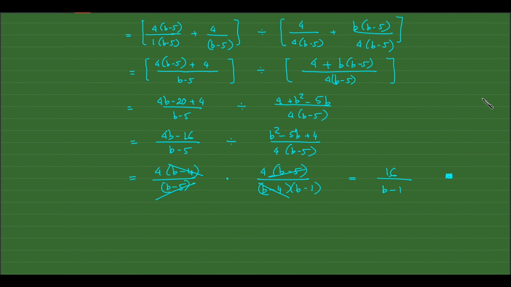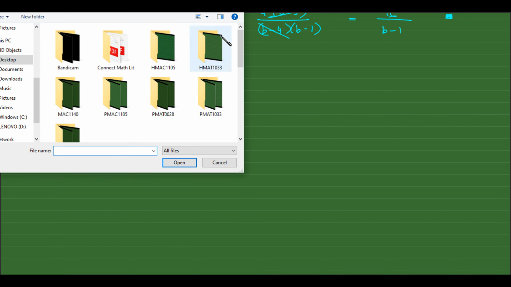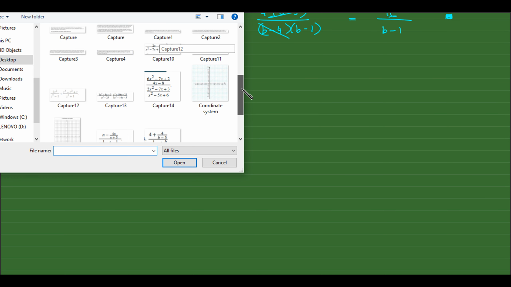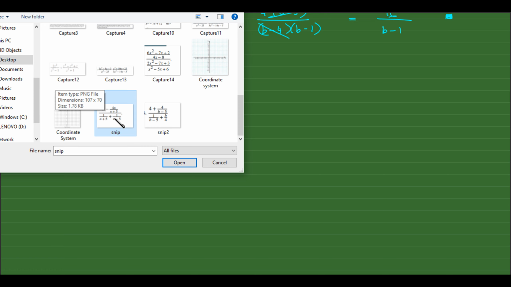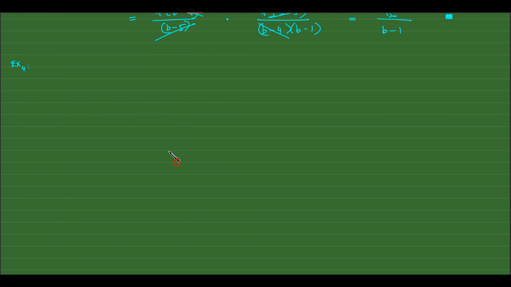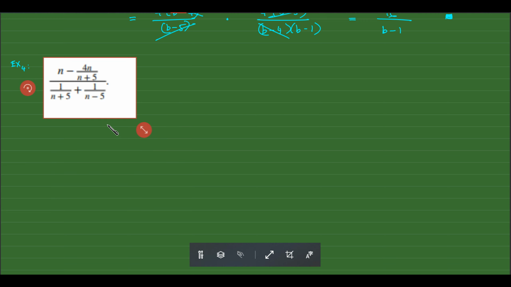Example. I don't know what example that is. Example number 4. Alright, let's see if I can get it from here. How about this one? Let's see, this one is harder. Alright, so let's do this.